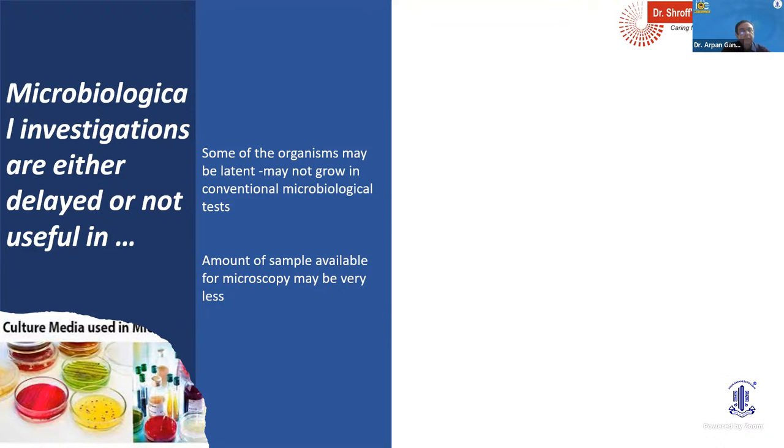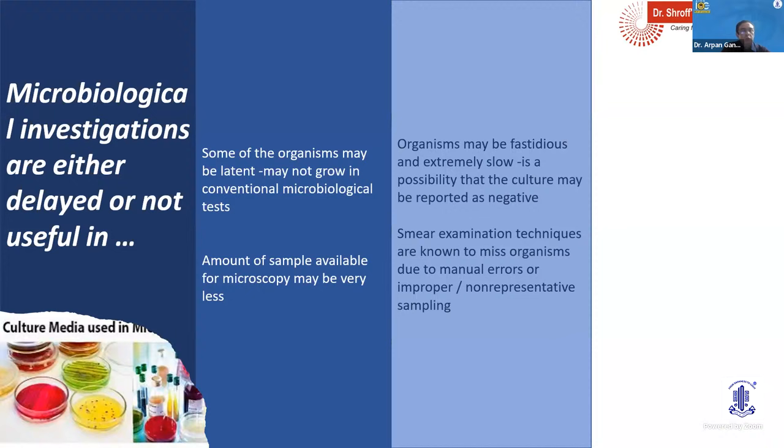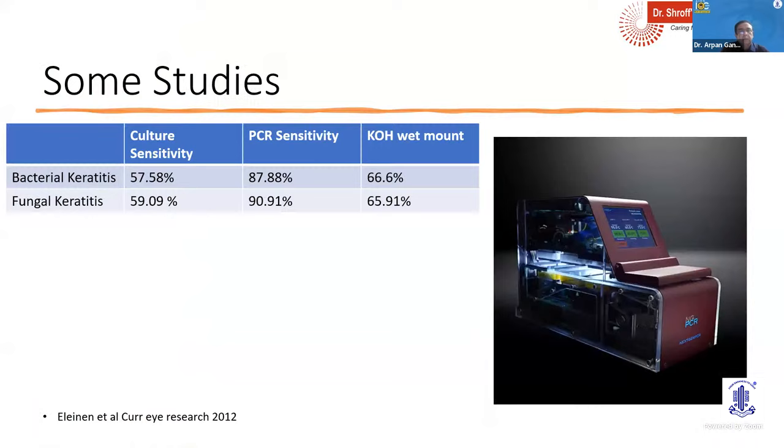While I show the first slide, I would definitely like to highlight the role of clinical correlation and microbiology, though my talk is centered around molecular biology and newer techniques. Some of the organisms are latent. They may not grow in conventional microbiology tests. The amount of sample available could be less. It's not only the organisms which are fastidious and extremely slow growing. It's also the technique of corneal scraping, or as we say, pre-analytical methods, that could cause non-representative or improper sampling. It's extremely important to have better techniques for all of these.